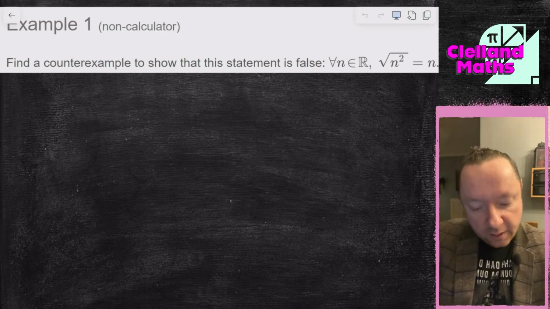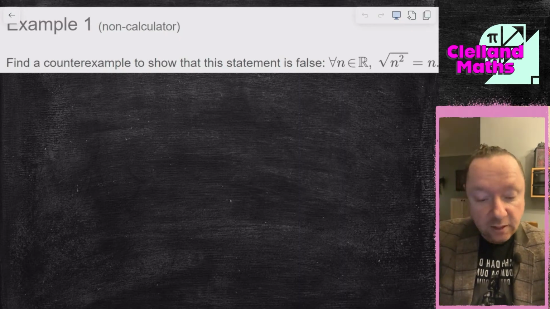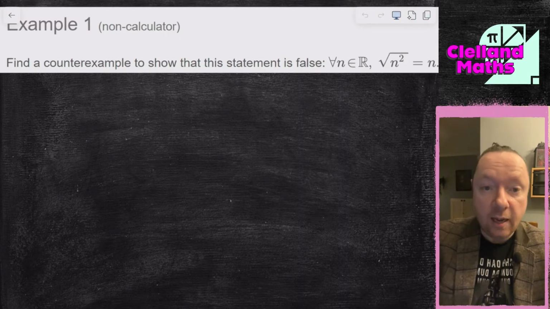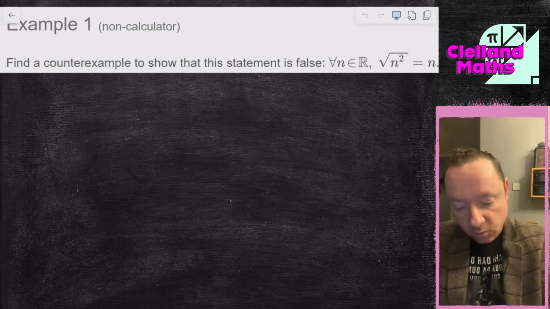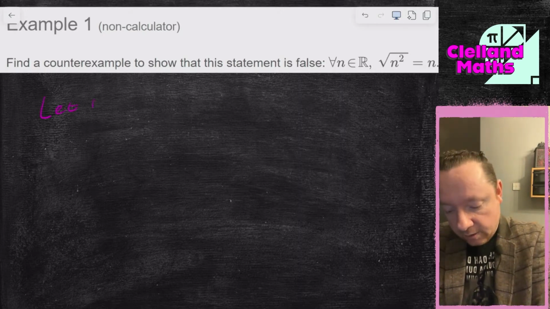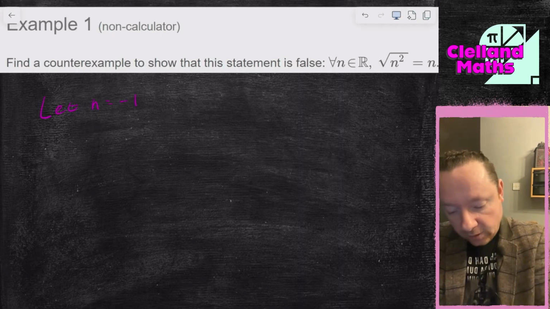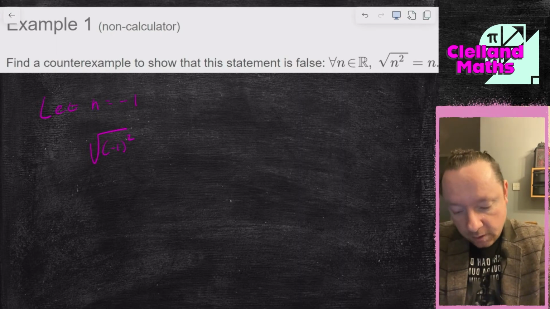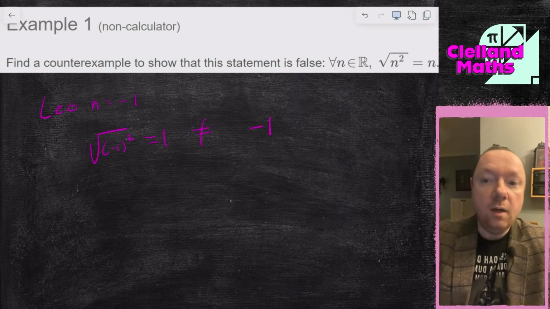Now let me think about this for a minute. If I take a minus number and square it, I get a positive number. So that's probably going to be a counterexample. So let's say let n equal minus 1. Then the square root of minus 1 squared equals 1, which does not equal minus 1, which is what n is. And therefore, by counterexample, I've proved it.